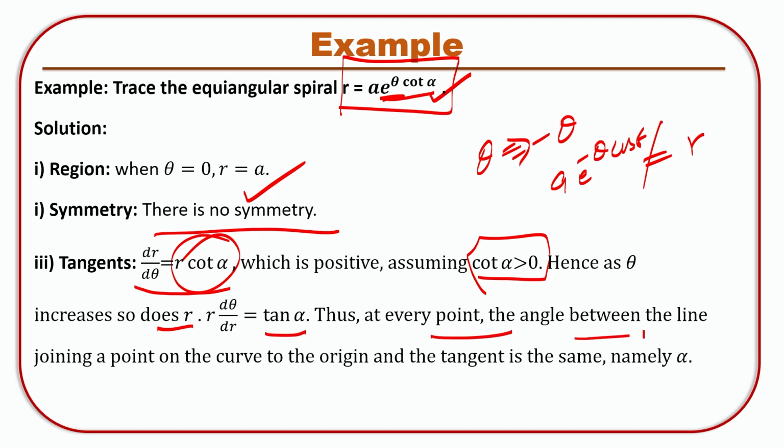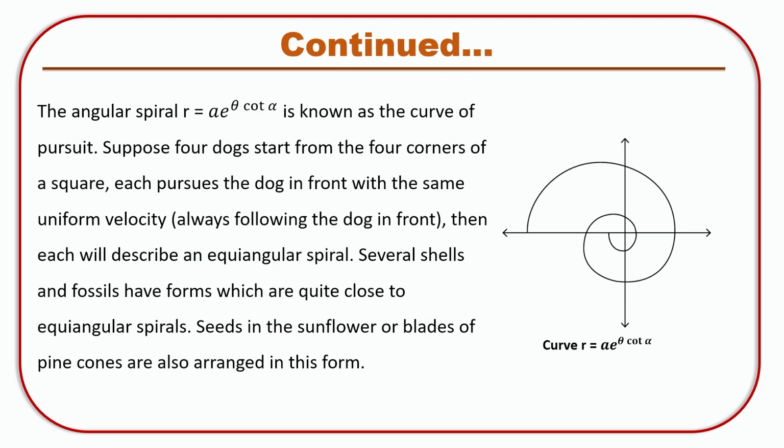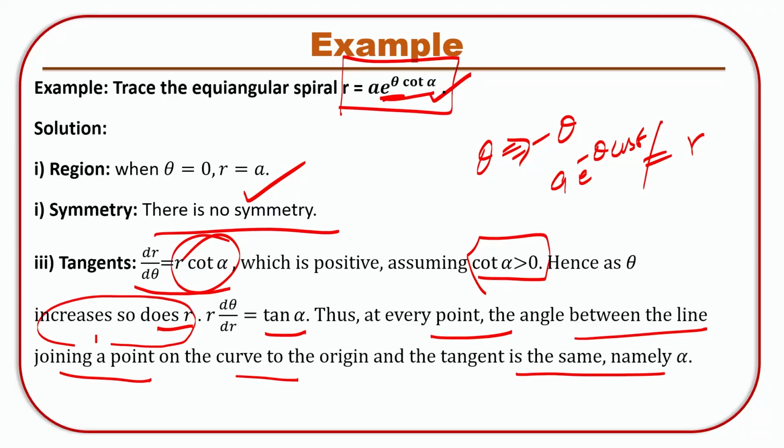Thus at every point the angle between the line joining a point on the curve to the origin and the tangent is the same, namely alpha. So doing the same thing, we understood the three properties. The first one is the region: when theta equal to 0, r equal to a. For symmetry, there is no symmetry at all. And for the tangents, we saw that dr by d theta equal to r cot alpha, and it is positive if cot alpha is greater than 0, and that means r increases with theta.